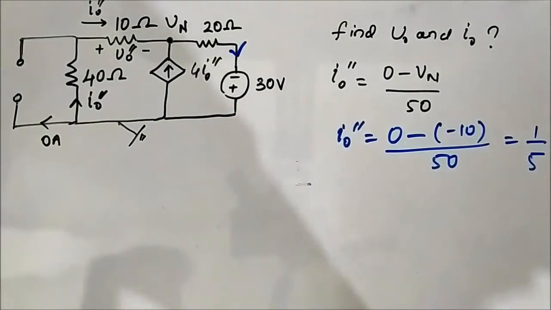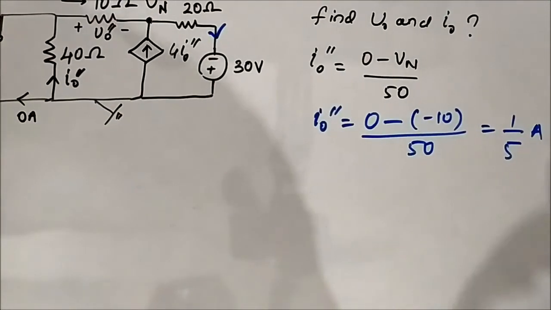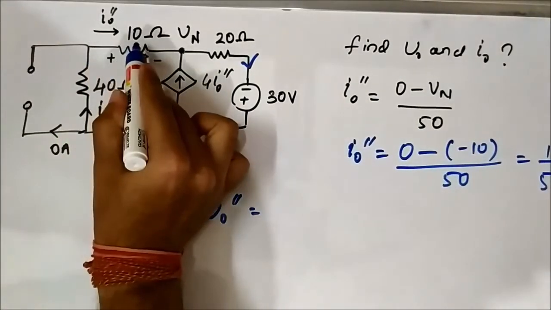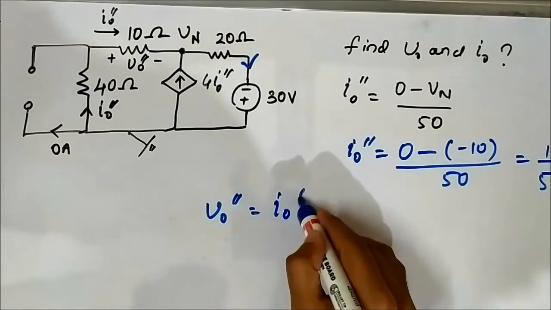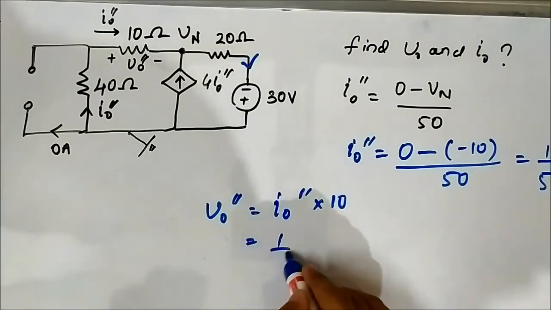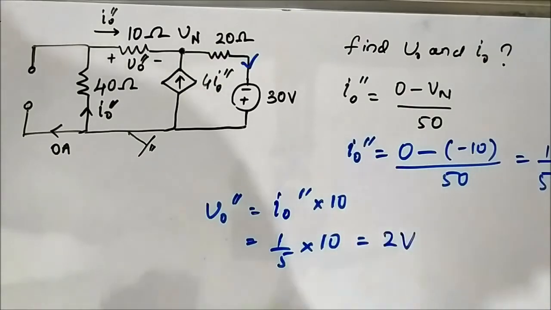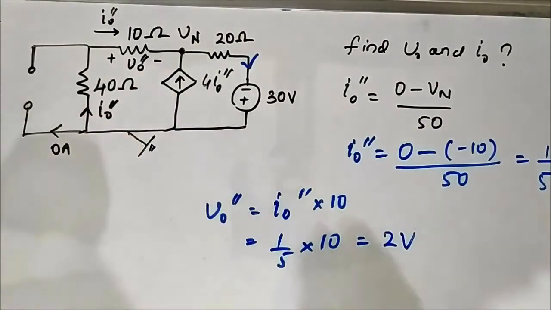So I0 double dash is equal to 1 by 5 ampere. So V0 double dash is simply I0 double dash into 10. It is the voltage drop across this 10 ohm resistor. So it is I0 double dash into 10, which is 1 by 5 into 10, which is equal to 2 volt. So we have got V0 double dash and I0 double dash for step 2, in which we open circuited the 6 ampere current source and considered the 30 volt voltage source.